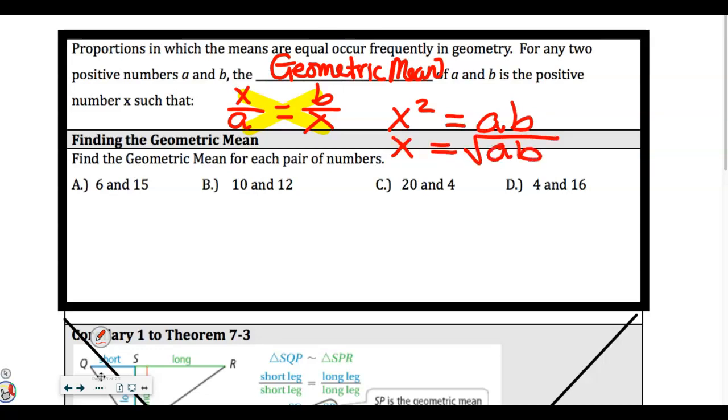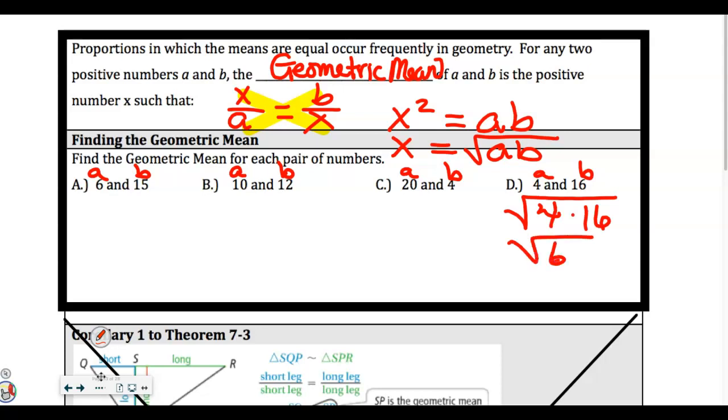So really, all you need to do to find a geometric mean, this would be considered the A and the B. Let's go write that on here. When you find a geometric mean, all you have to do is take the square root of what you get when you multiply them. So it's really easy. So we're going to start with letter D because it works out nicely. This would just be the square root of 4 times 16. And so you multiply those under there and you get the square root of 64.